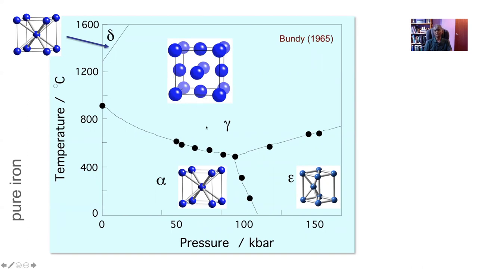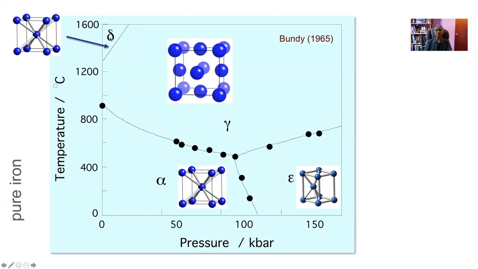And with austenite, if I increase the pressure, I also get to transition to epsilon. So yeah, you can guess which is the most dense allotropic form of iron. It's epsilon, okay? Because pressure favors the transition from the body-centered cubic to the hexagonal close-packed, and also from the face-centered cubic to the hexagonal close-packed.